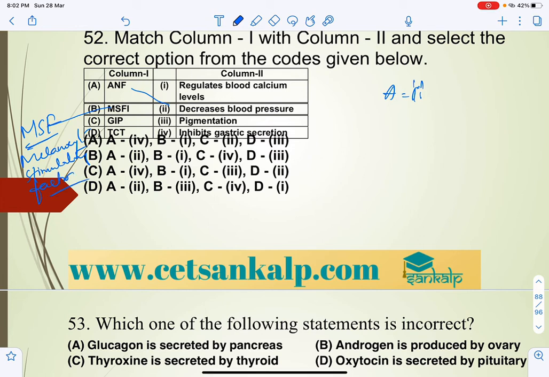So MSH, what is it? Melanocyte pigmentation, B3. A2, B3, and what is it? The gastric inhibiting peptide, what is it? C4, which inhibits the gastric secretion, stomach secretion. Thyrocalcitonin regulates, just now we discussed. So the answer for that is A2, B3, C4, and then D1. So the answer is D. D is the correct answer.